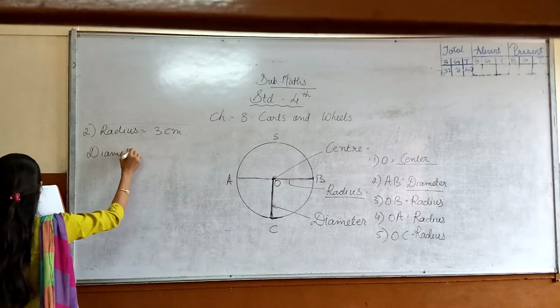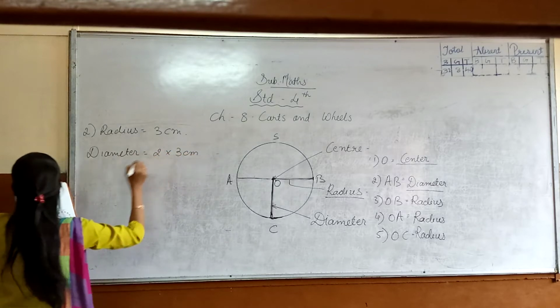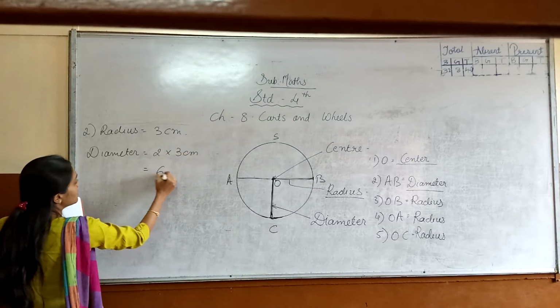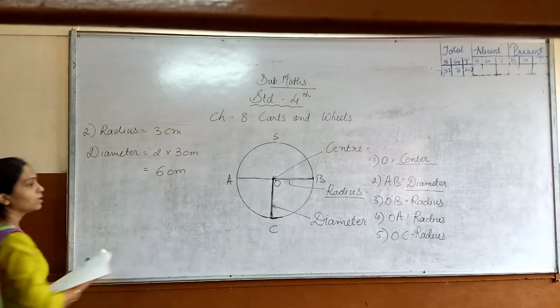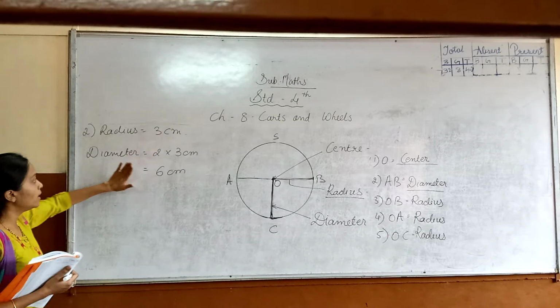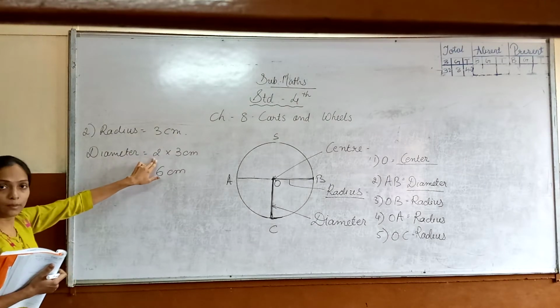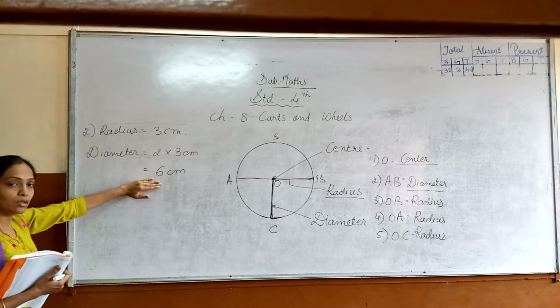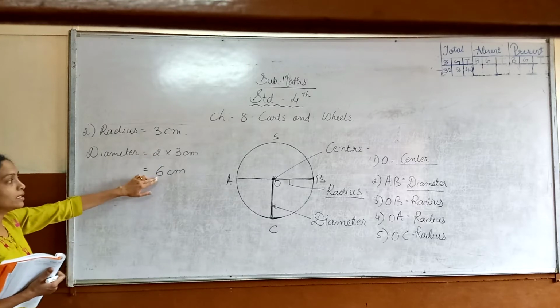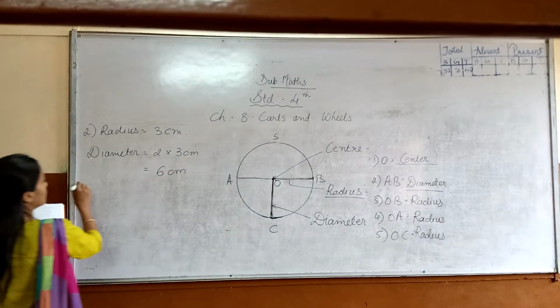Diameter is 2 multiplied by 3 centimeter. So it is 6 centimeter. यहाँ पे सर्कल का रेडियस दिया है 3 सेंटीमीटर और डायमीटर हमें फाइंड आउट करना है. क्या करेंगे? 2 के साथ मल्टीप्लाई करेंगे. So we will get the diameter of a circle. Diameter is 6 centimeter.